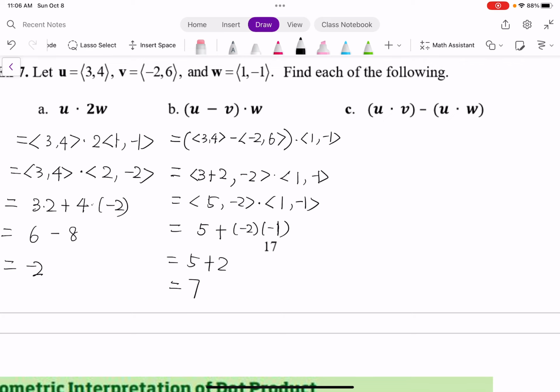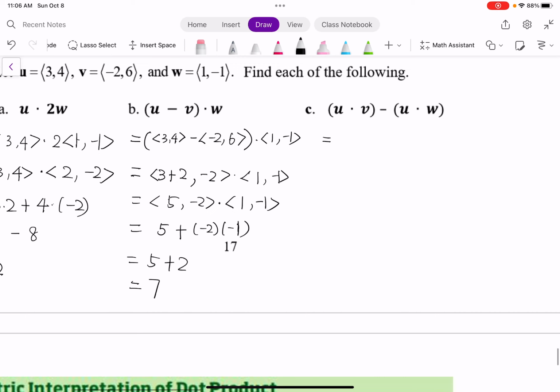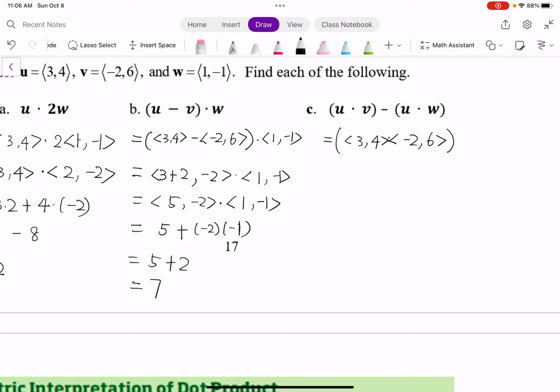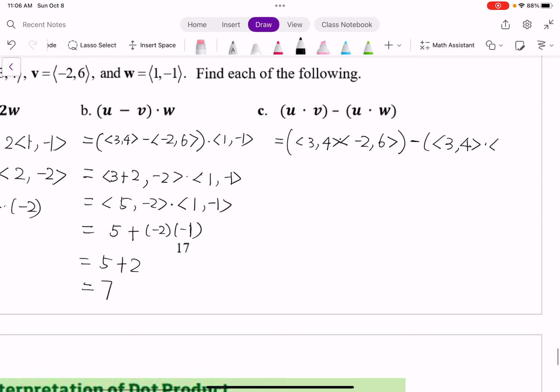It is 7. And next, let's see, (u dot v) minus (u dot w). So u dot v in the parentheses goes first. So u is (3, 4) dot v, (negative 2, 6). And then we do the dot product first, minus u dot w. So let's see. That's (3, 4) dot (1, negative 1).